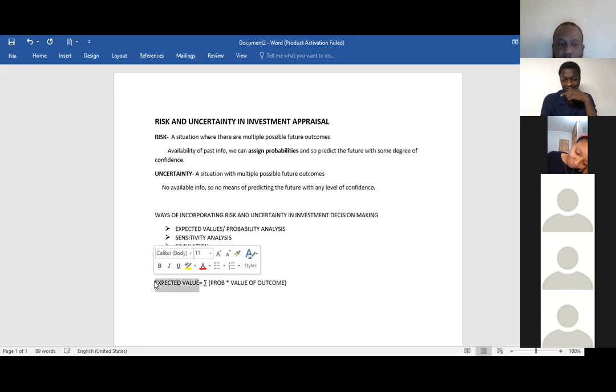Okay, now expected value is the probability of a particular outcome multiplied by the value of that outcome, which will give us the expected value for that particular outcome. Now, expected value is one way of incorporating risk. Probability analysis is basically using probabilities, like the question we're going to look at now.